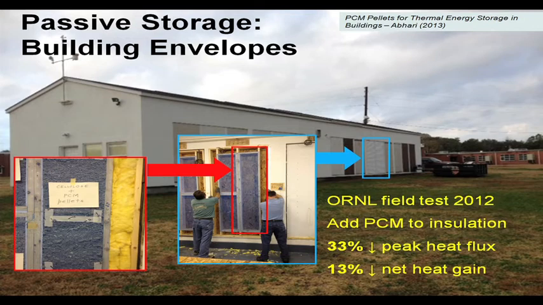And they tested it at Oak Ridge National Lab in the US. It is one of the well-known science national labs in the US. So this testing was done there. They are calling it building envelopes and passive storage, and why passive storage, I will come to that when we talk about active storage. So in this wall they actually put in some phase change material. So what happens?